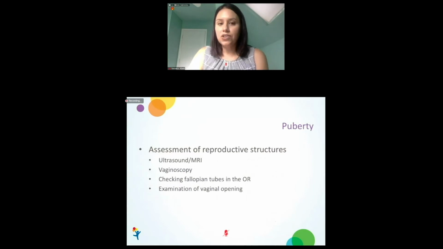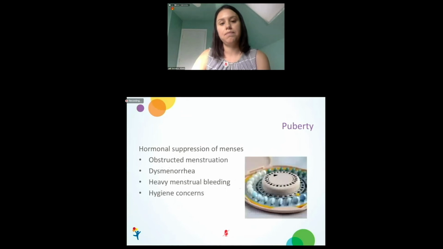Puberty is especially an important time to assess the reproductive structures. And we do this with a variety of methods. So we may use ultrasound or MRI, vaginoscopy to really evaluate the vagina. If the patient is undergoing an abdominal surgery, we'll use that opportunity to check the fallopian tubes for patency, make sure that they're open, and then examination of the vaginal opening either in the operating room or, if a patient allows, in the clinic setting.